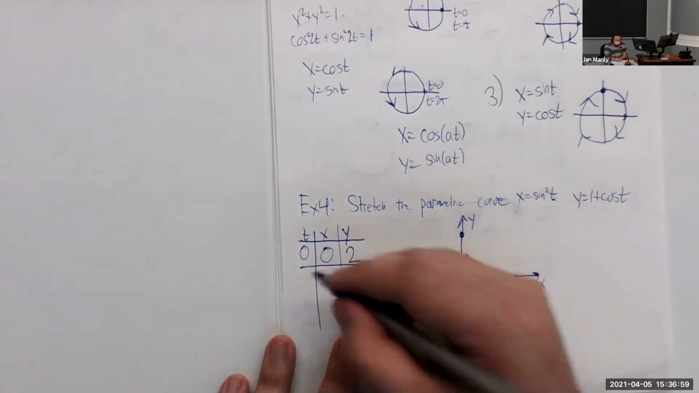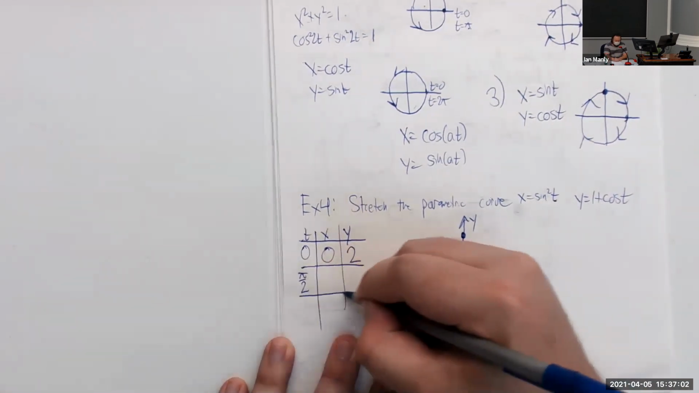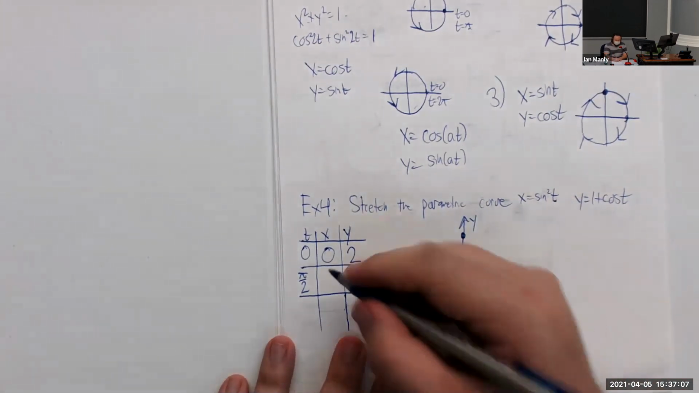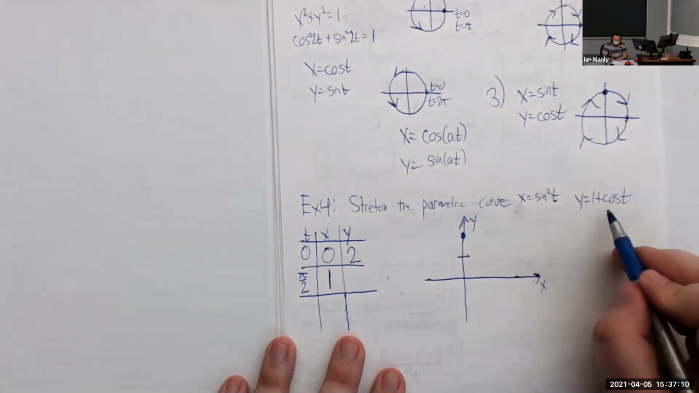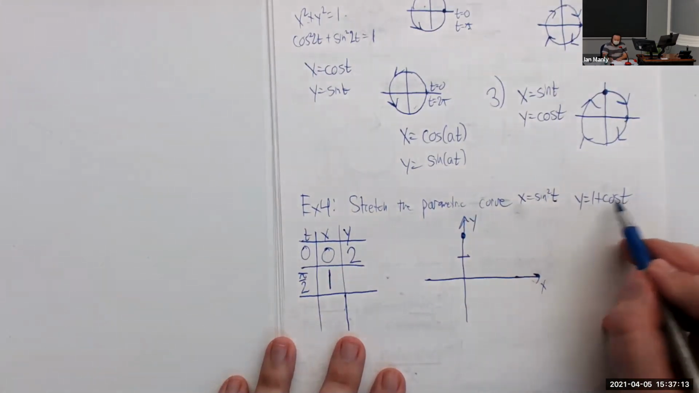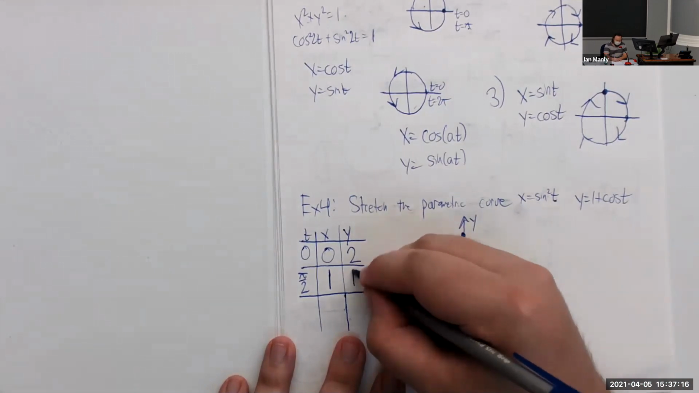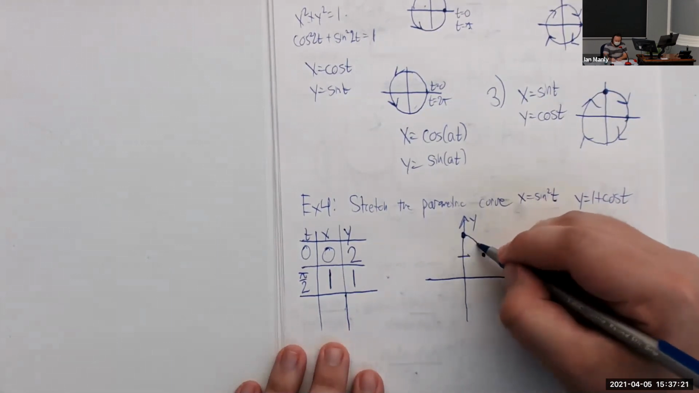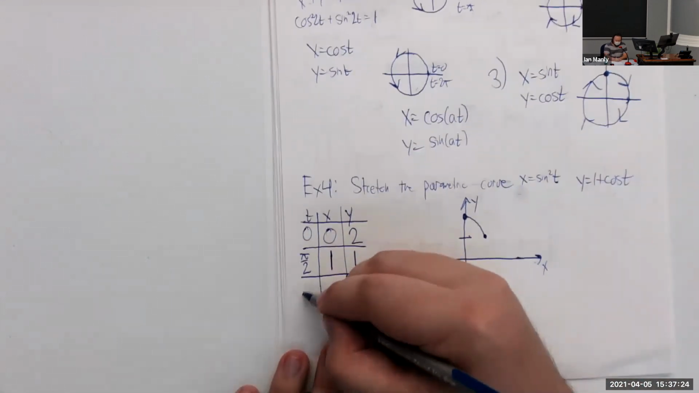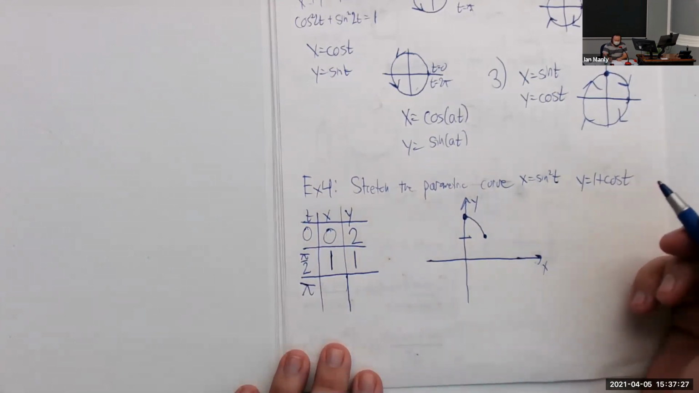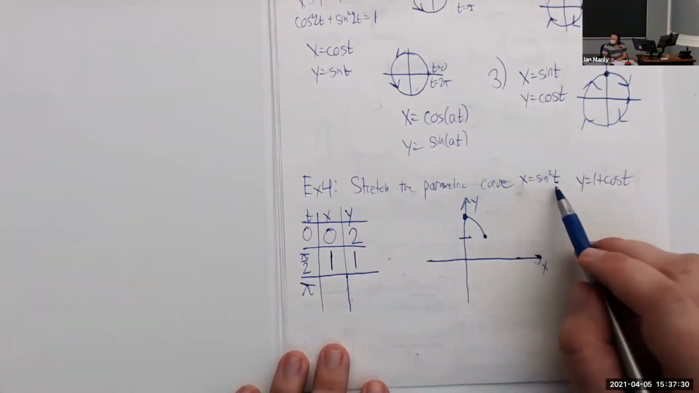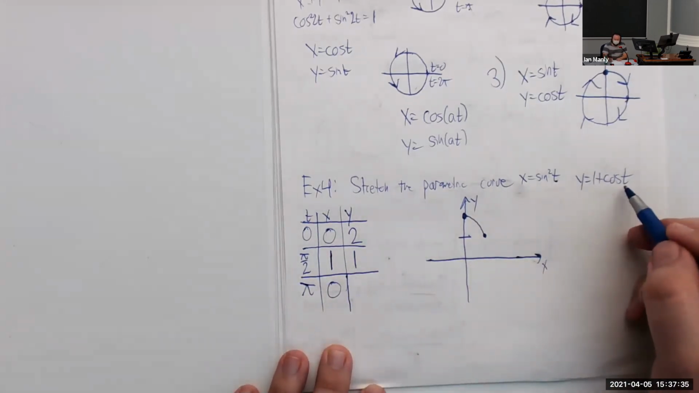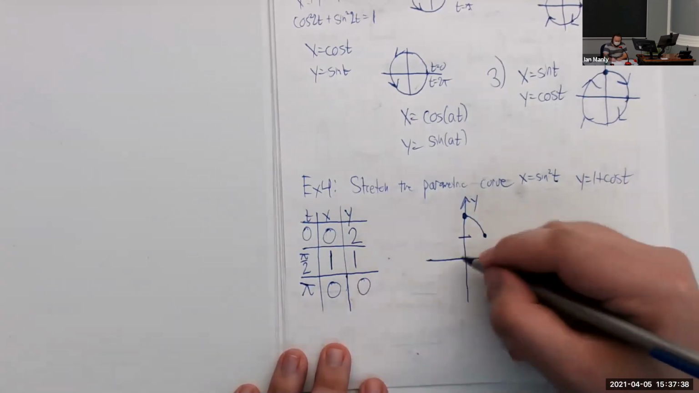Okay, next, why don't we go to t is pi over 2? Sine squared of pi over 2 is 1. And then 1 plus cosine of pi over 2, well, cosine of pi over 2 is 0, so it's 1 plus 0 is 1. So we end up right here. And then let's go to pi. With pi, we have sine squared of pi is 0, and cosine of pi is -1, and 1 minus 1 will be 0.